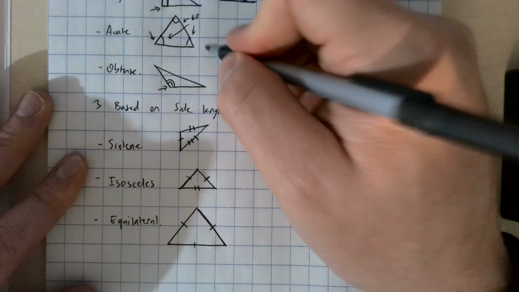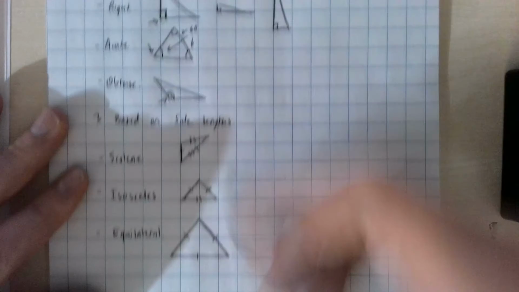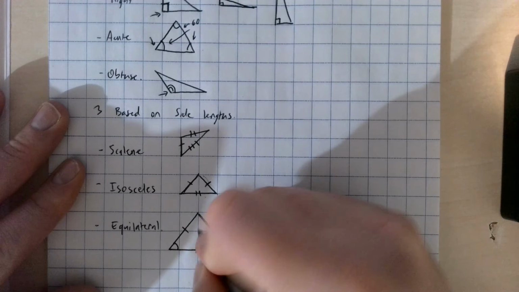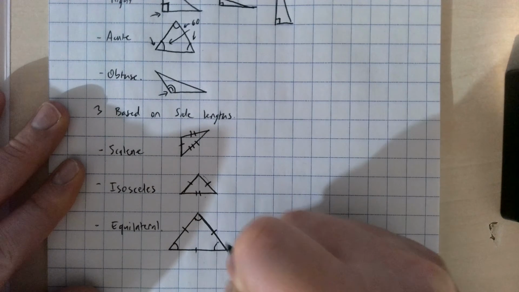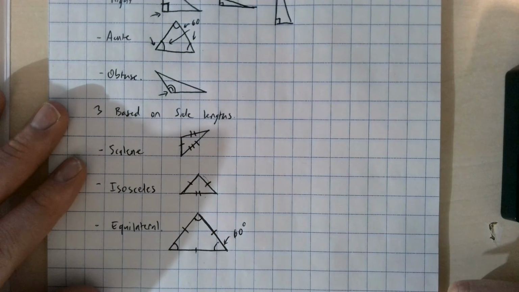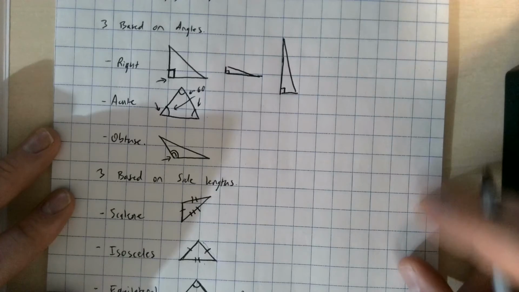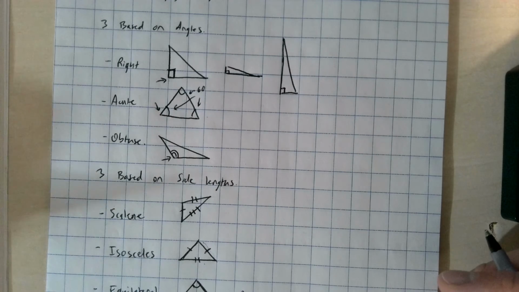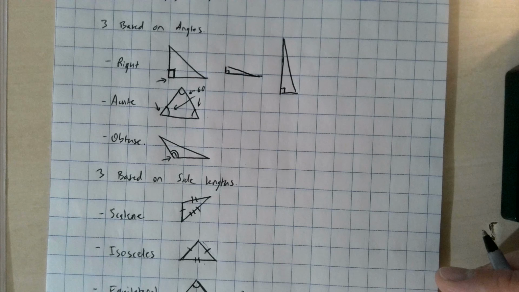This would also be the same as the acute triangle that I drew over here. The only way to draw an equilateral triangle is to have angles that are 60 degrees. It's the only way. But this is pretty much what the review will be for pages 114, 115, and 116.